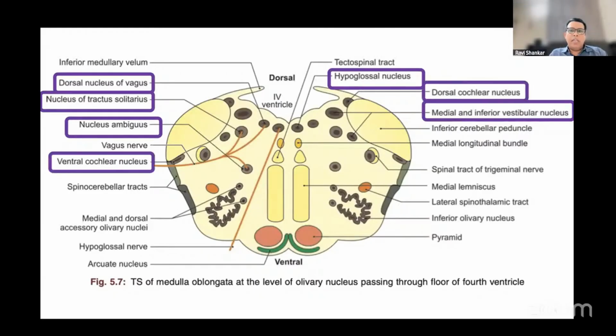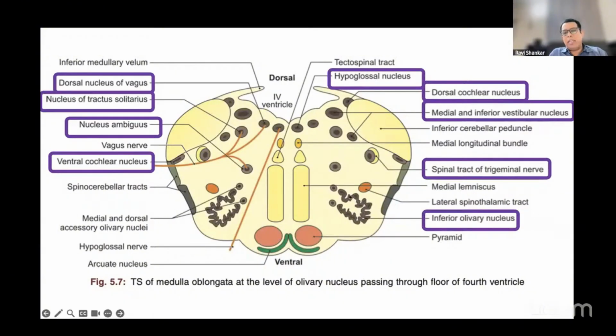Dorsal and ventral cochlear nuclei lie on the surface of the inferior cerebellar peduncle and receive fibers from the cochlear nerve. The nucleus of the spinal tract of the fifth nerve is in the dorsolateral part at this level. The inferior olivary nuclei, the largest mass of gray matter seen at this level, are responsible for producing the elevation of the olive and resemble a crumpled purse.